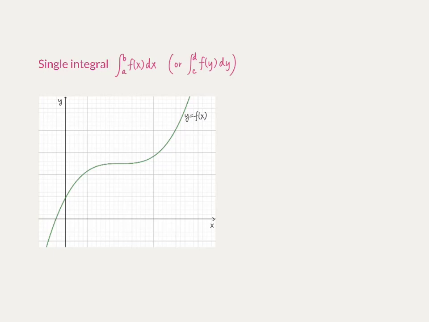For example, if we are given the function y equals to f of x, then we can compute the area under this curve with x starting from A and ending at B by using this formula to integrate f of x with respect to x from x equals to A to x equals to B.